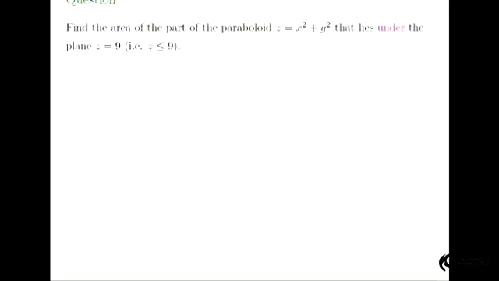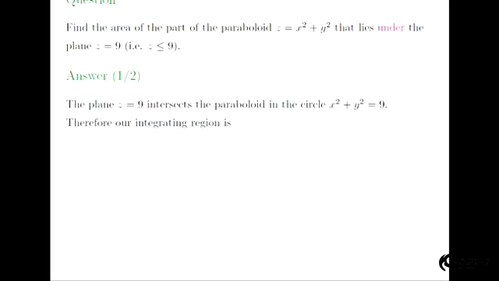Find the area of the part of the paraboloid, right? So it's upper half, that lies under the plane z equals 9. That is to say, that satisfies z is less than or equal to 9. So how do we do this? Well, first realize that the z equals 9 plane intersects the paraboloid in a circle. Right? So it's everything above this circle is the thing that we want the surface area of. Therefore, our integrating region is going to be the disk of radius 4, centered at the origin, which are all the points x, y, such that x squared plus y squared is less than or equal to 9.